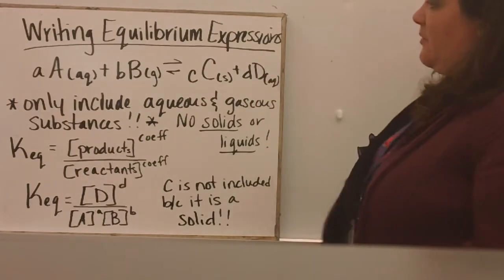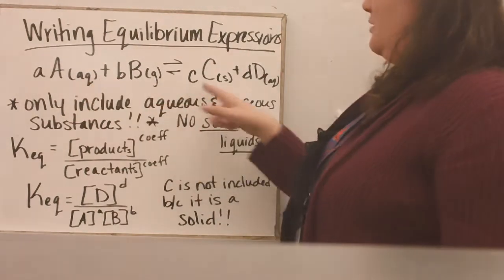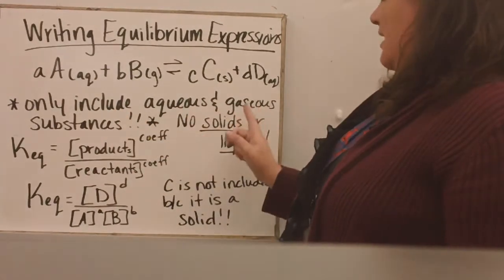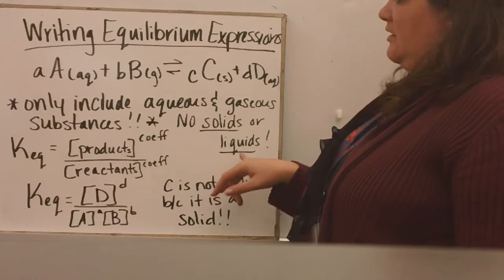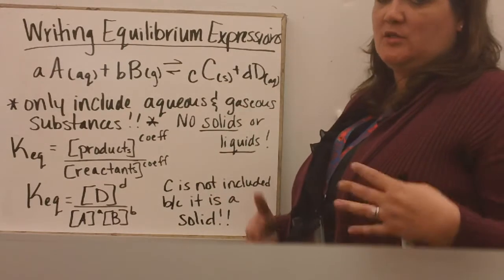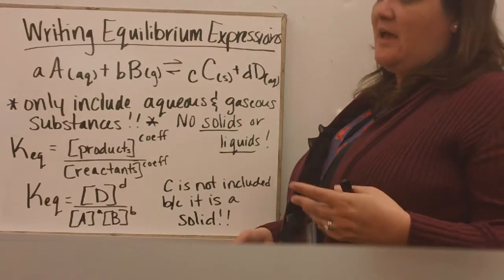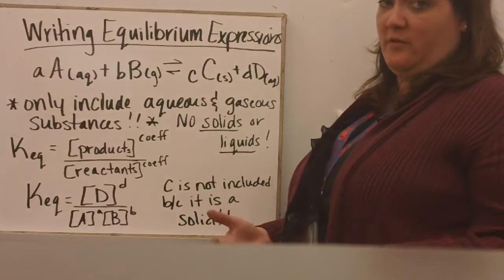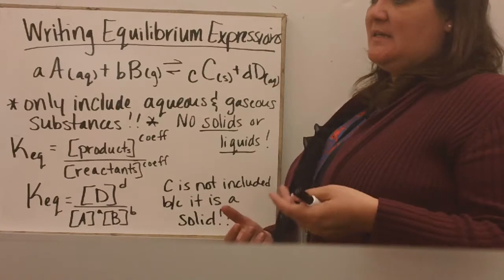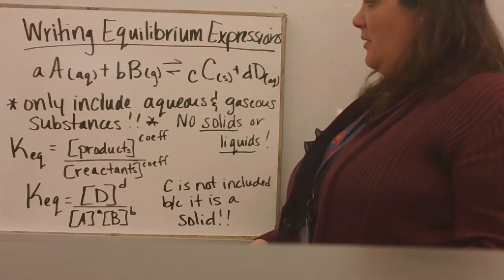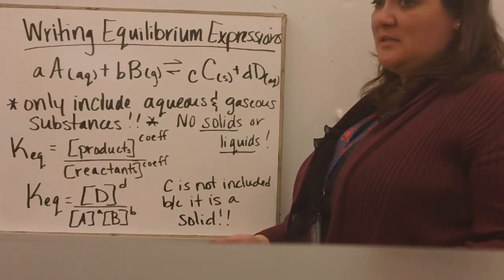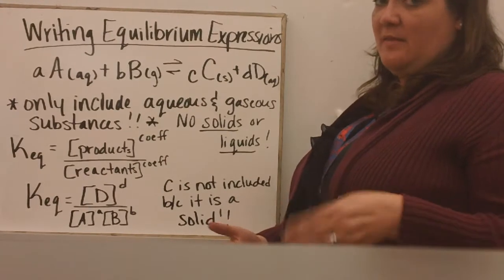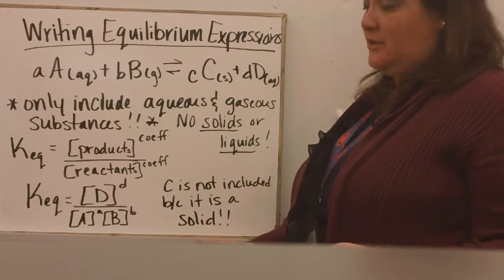So to write an equilibrium expression, we first have to have an equilibrium reaction. And we only include aqueous and gaseous substances, no solids or liquids. That's because solids and liquids are pure substances, and therefore we don't indicate that they have a concentration when they are pure. If you recall, concentration is for mixtures. And gases aren't always considered to be pure substances because most of the time they are part of a mixture.